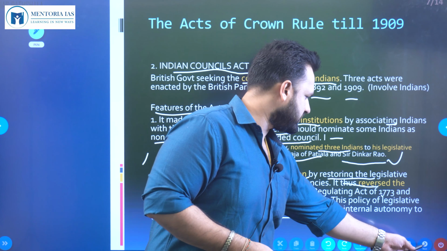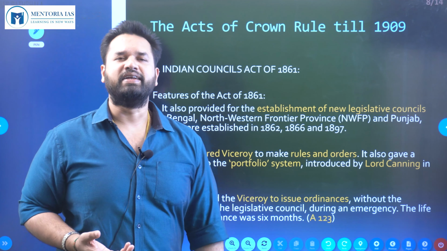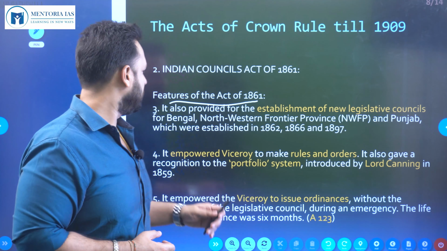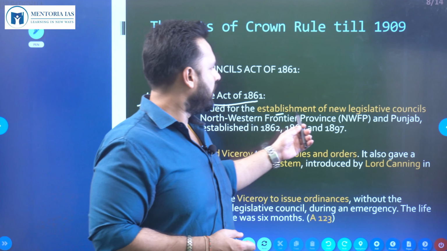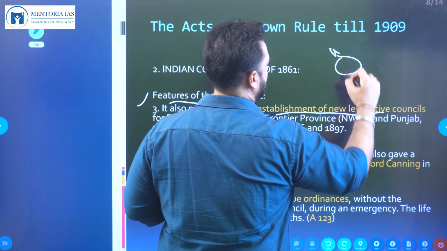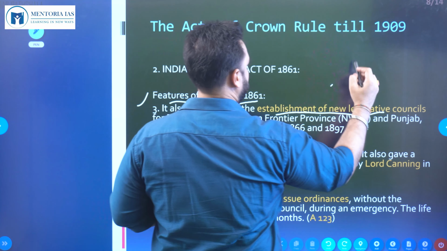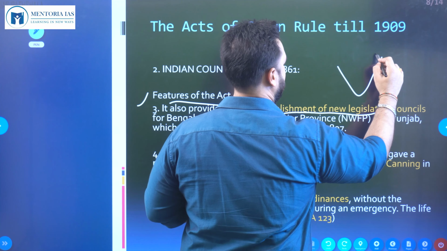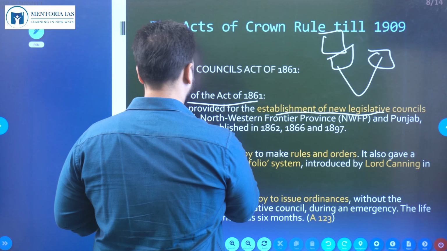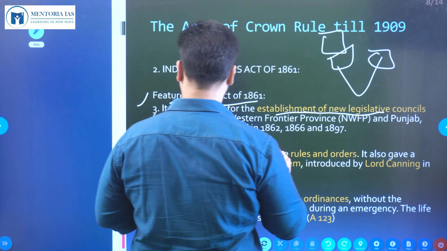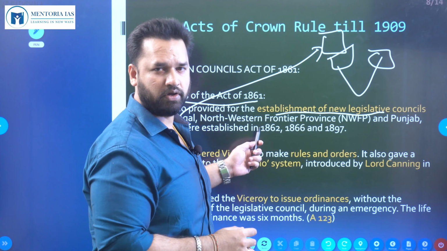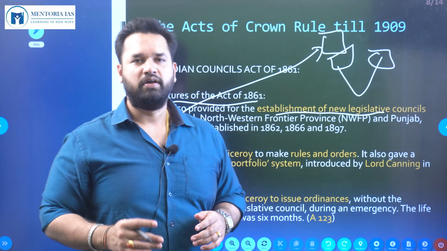Almost till 1937. Okay, the next act is the Indian Councils Act of 1861. Let's look at the third feature. It established new legislative councils in 4 places: Bengal, the Northwest Province, Punjab. So in Bengal, there will be a legislative council. Okay, I'll repeat.